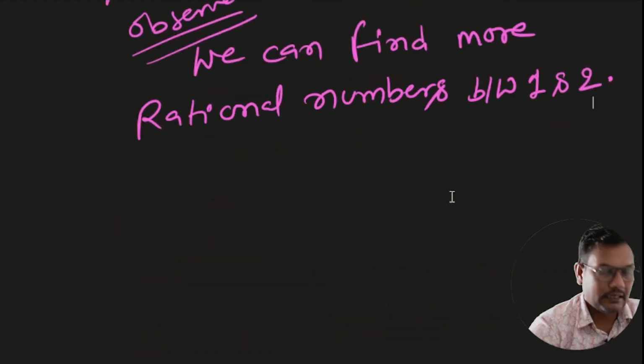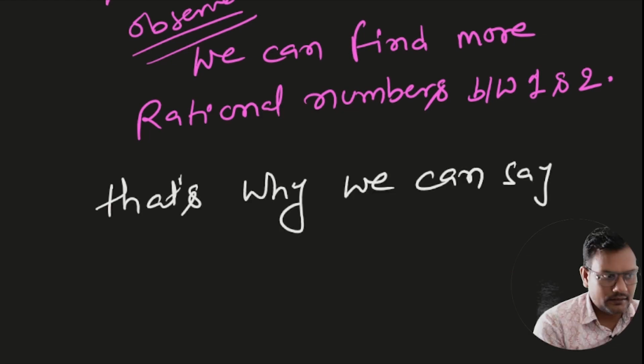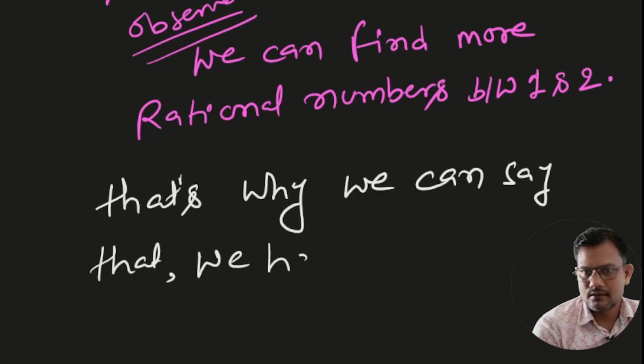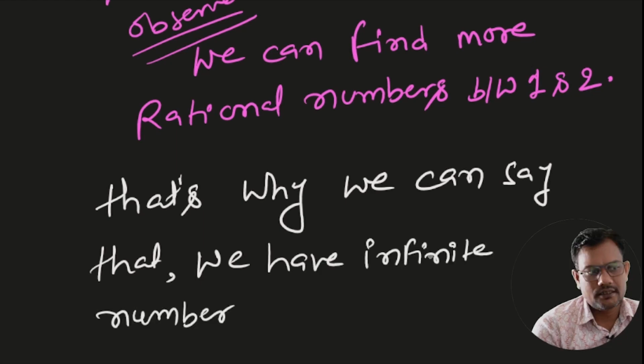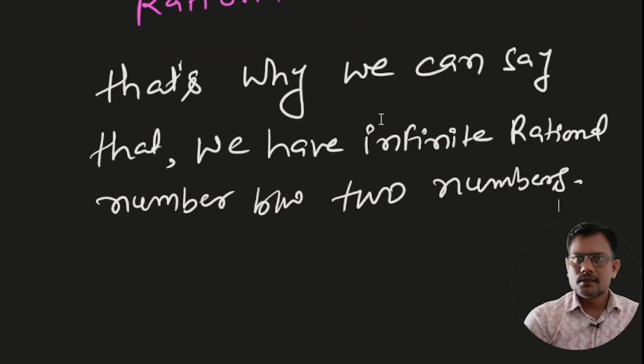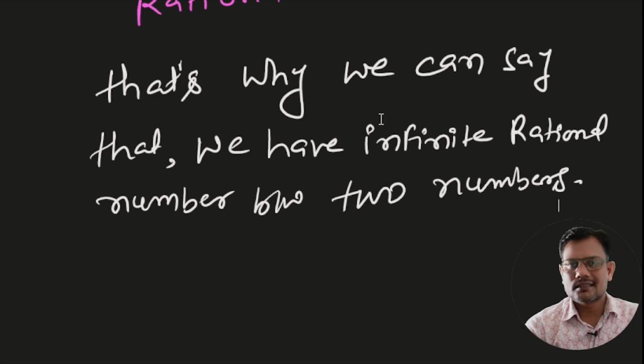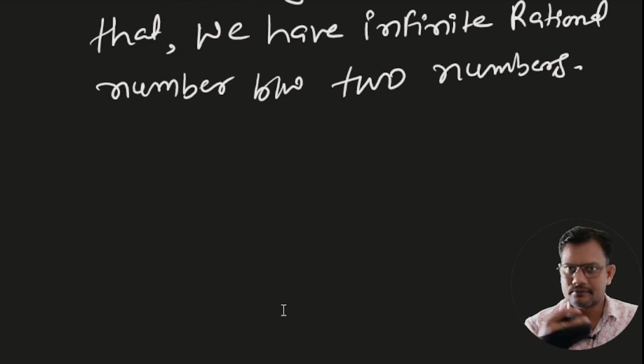That's why we can say that we have infinite rational numbers between 2 numbers. Understood? That means now if we want to plot infinite rational numbers between 2 numbers on the number line, what do we observe? Let's see what we will observe.